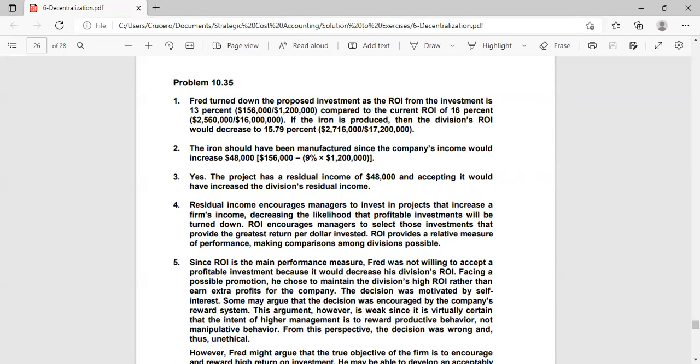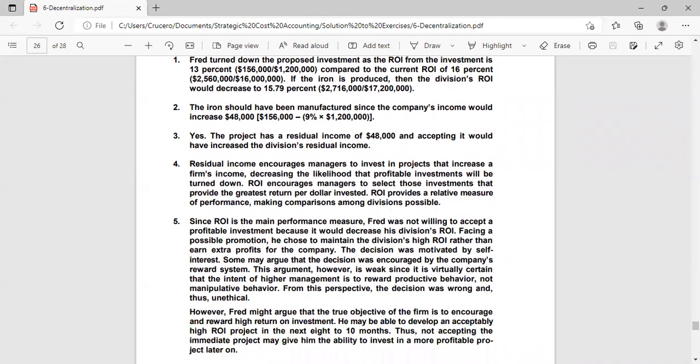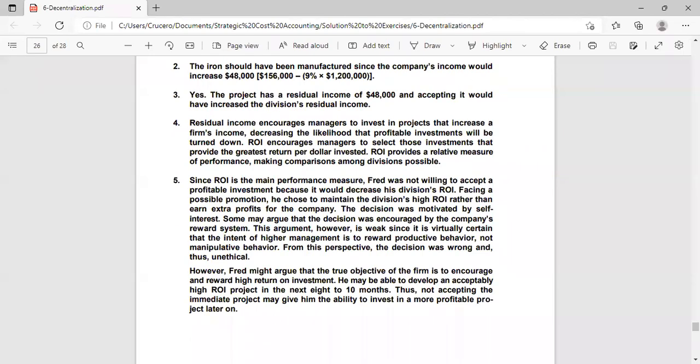However, Fred might argue that the true objective of the firm is to encourage and reward high return on investment. They may be able to develop an acceptably high ROI project in the next 8 to 10 months. Thus, not accepting the immediate project may give him the ability to invest in a more profitable project later on.